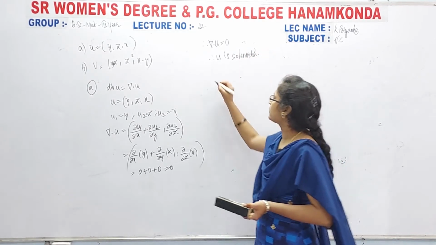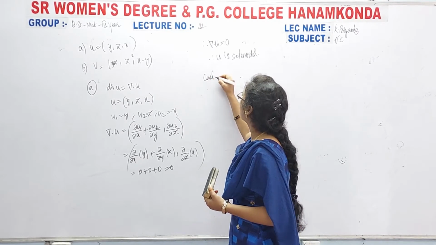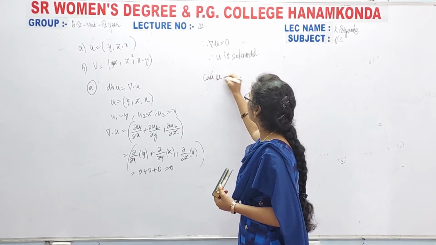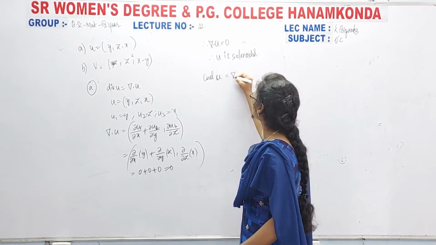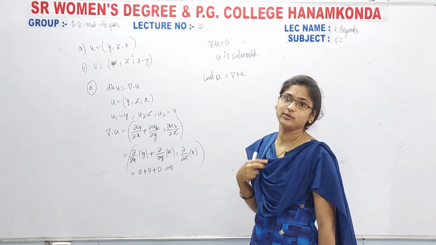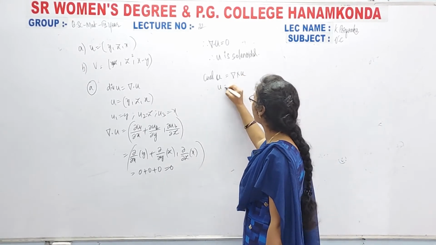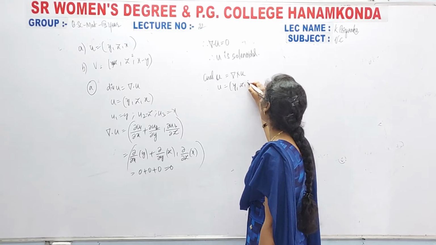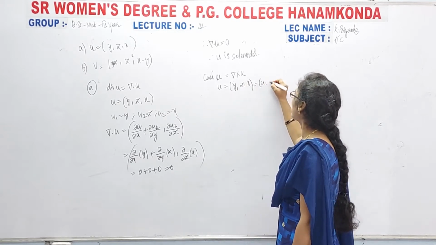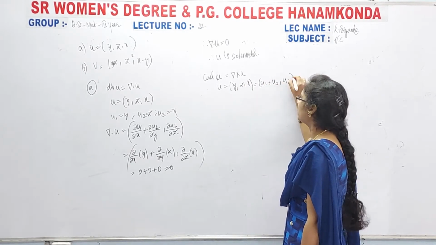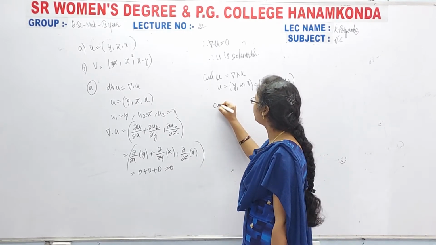Okay, so next they are asking to find curl u. So curl u means this one. Here what we have to do is take u equal to y comma z comma x, that means u1 comma u2 comma u3. Now what is the formula for the curl u?